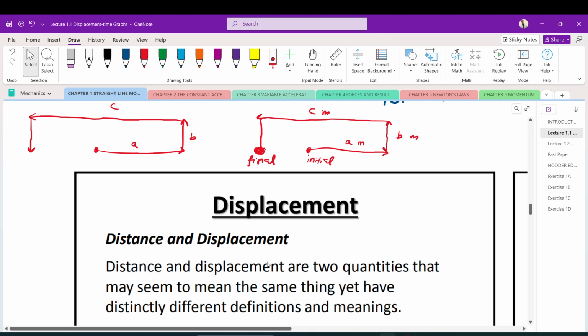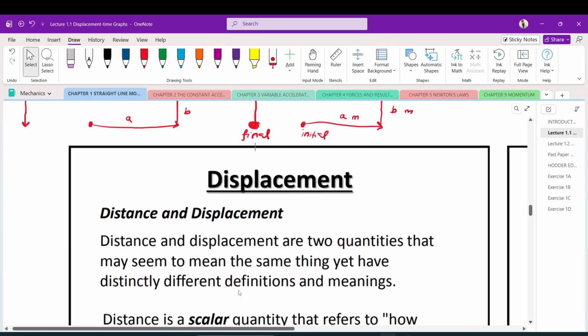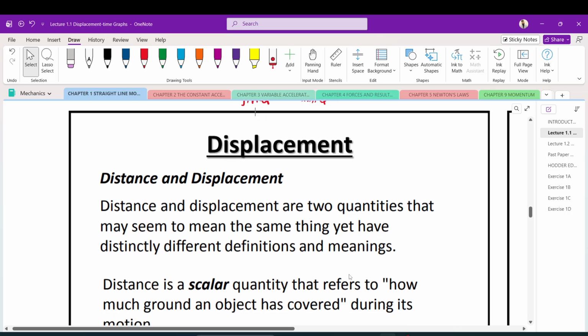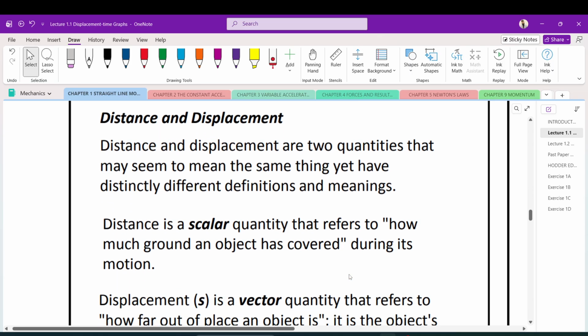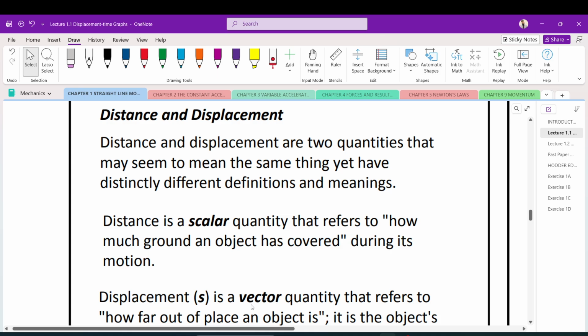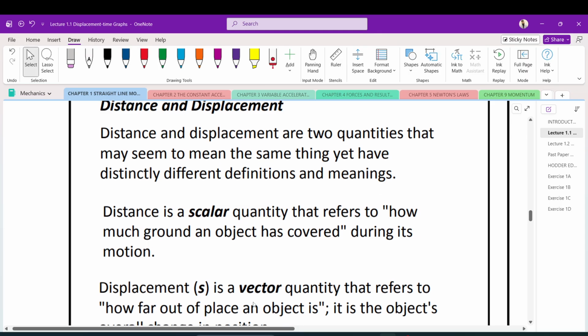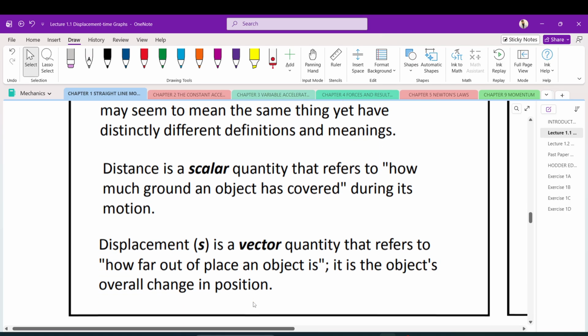So distance and displacement are two quantities that may seem to mean the same thing, yet have distinctly different definitions and meanings. Distance is a scalar quantity that refers to how much ground an object has covered during its motion. On the other hand, displacement, which is represented by S, is a vector quantity that refers to how far out of place an object is. It is the object's overall change in position. Okay.